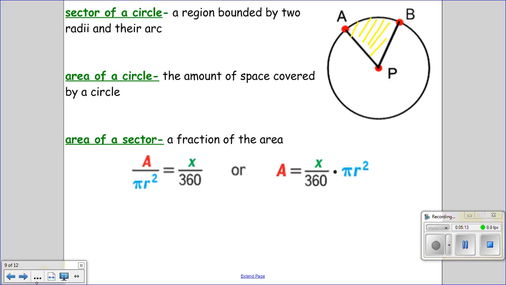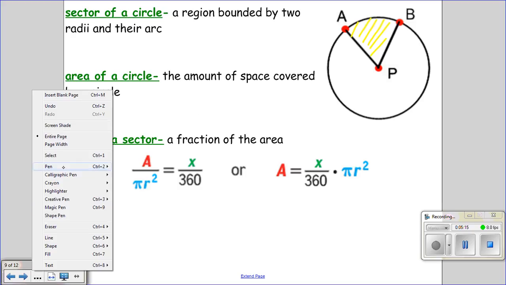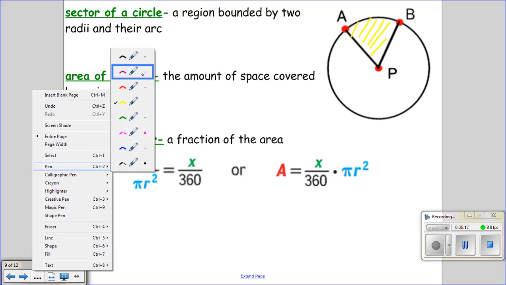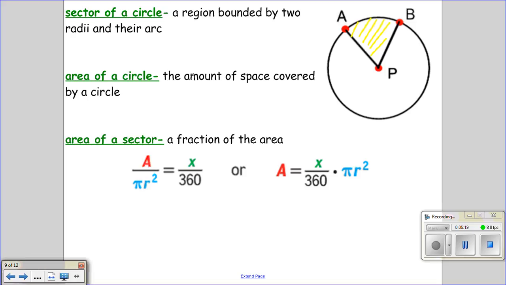The area of a circle we talked about in the last unit. The formula for area of the circle is pi times radius squared. So the area is the amount of space that the circle covers, the total amount of space covered by the circle. And again, you find it by taking pi times your radius squared.